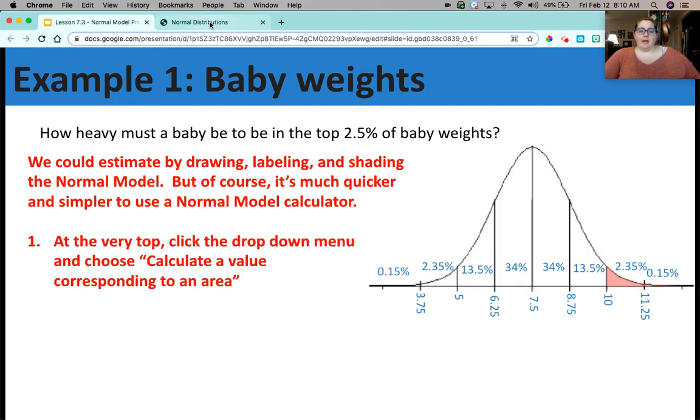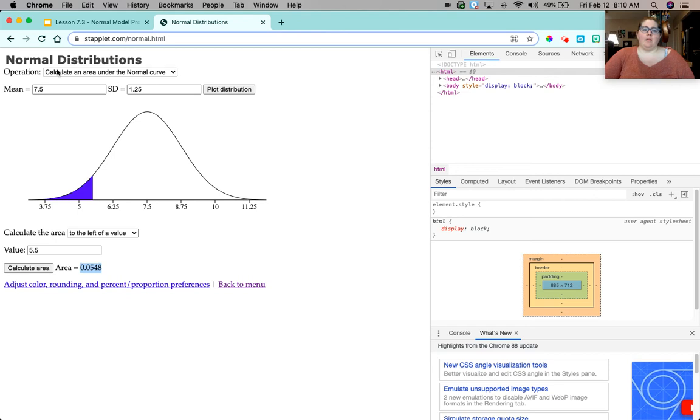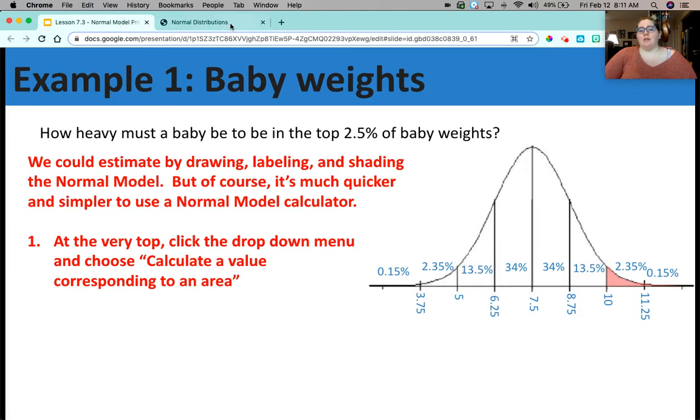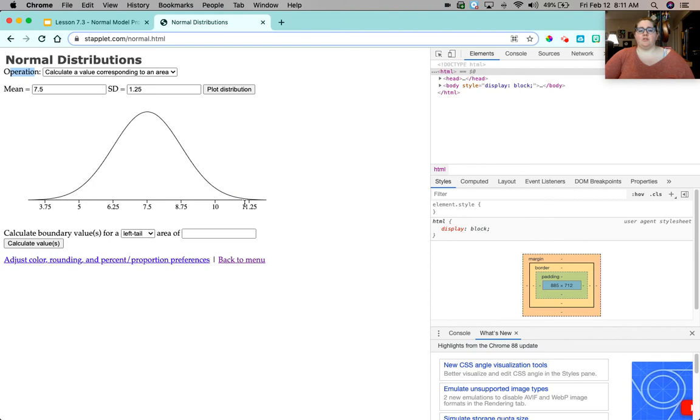So this time, when we use our calculator up here, we're going to go to the very top, the very, very top where it says operation, and I'm going to change that to, instead of calculating an area, I'm now calculating a value that corresponds to an area. So I'm going to switch it to that. I still have the same mean and standard deviation because I'm still dealing with the baby weights. So I'll just say plot distribution.